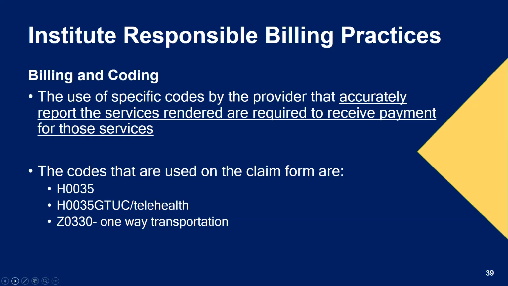Billing and coding. It is important to know that codes you are billing for are correct and for the services you are providing. Codes that are for partial care include H0035, H0035 GT UC Telehealth, which was used during the public health emergency, and the transportation code Z0330.